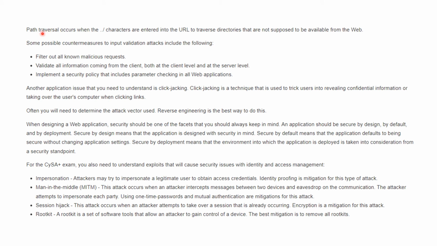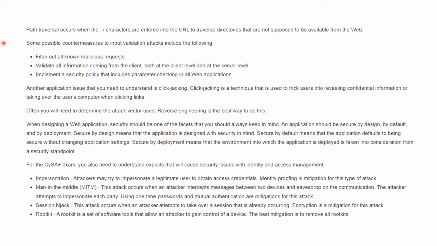Path traversal occurs when the ../ characters are entered into the URL to traverse directories that are not supposed to be available from the web. Some possible countermeasures to input validation attacks include the following.